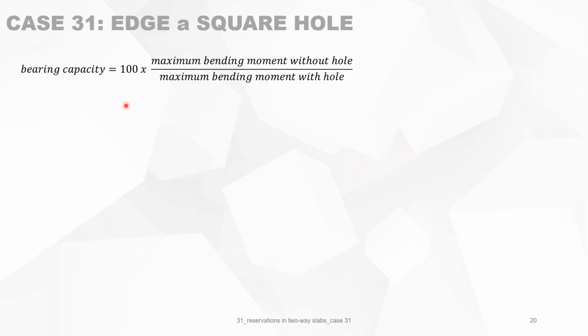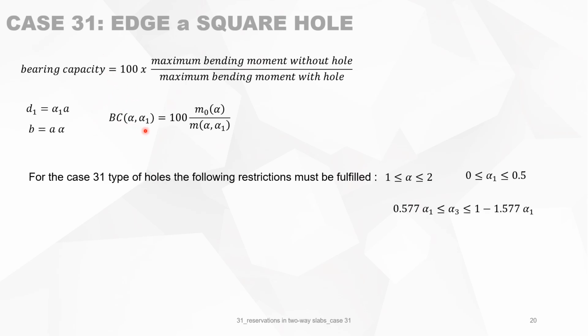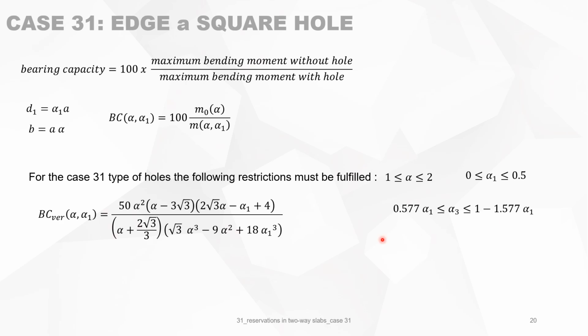So bearing capacity, we define it as 100 times the maximum bending moment without the hole divided by the maximum bending moment with the hole. We use dimensionless units. So the bearing capacity in case 31 is a function of alpha and alpha 1. The restrictions on case 31 are, of course, a two-way slab, so alpha being between 1 and 2, alpha 1 being between 0 and 0.5, and alpha 3 between those two limits.